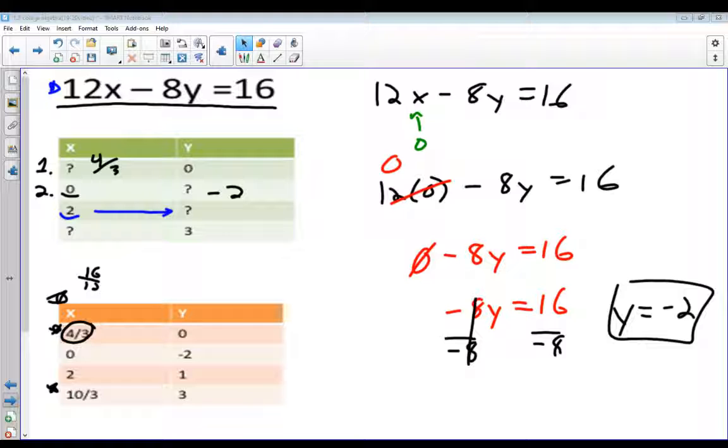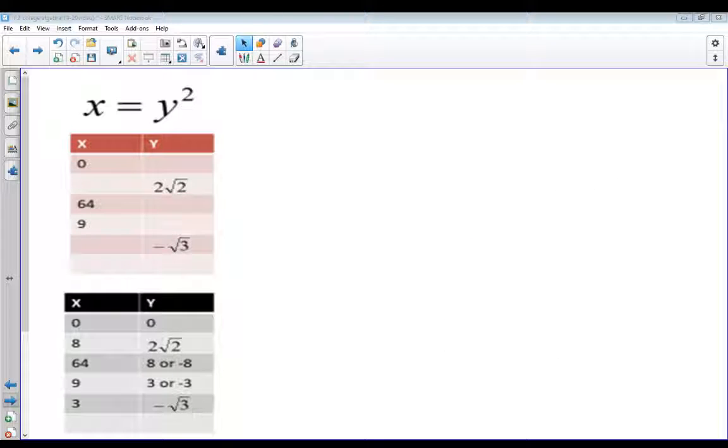So just keep that in mind: plug and chug, reduce fractions to lowest terms, and these charts should be a piece of cake. I got one more chart to show you, and then we'll move on. So now let's say we have this equation, x equals y squared, and now I have this red chart that I need to fill in the blanks. And I'm not going to do all of these. I'm going to do 64 for x, and then these two for y.